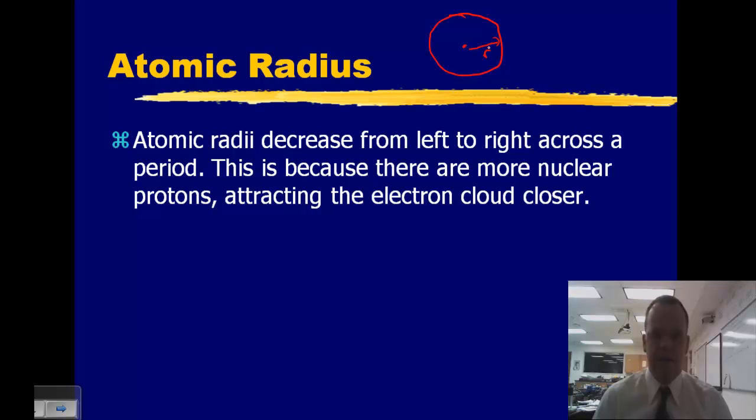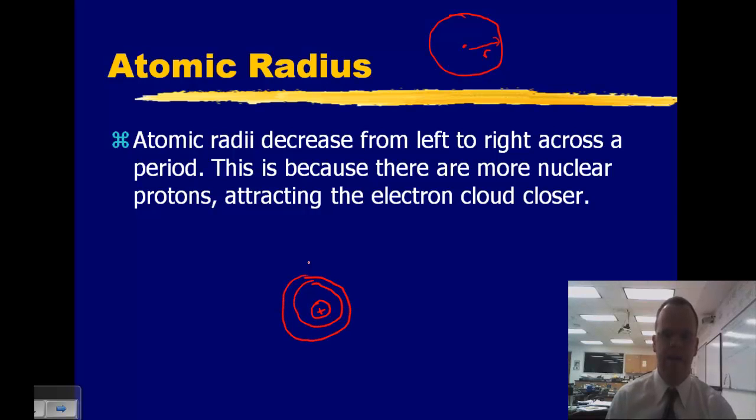The reason for this is that you have more protons attracting more electrons that are in the same energy level. So if we go back to the Bohr model here, we have the nucleus, first energy level, second energy level, third energy level.